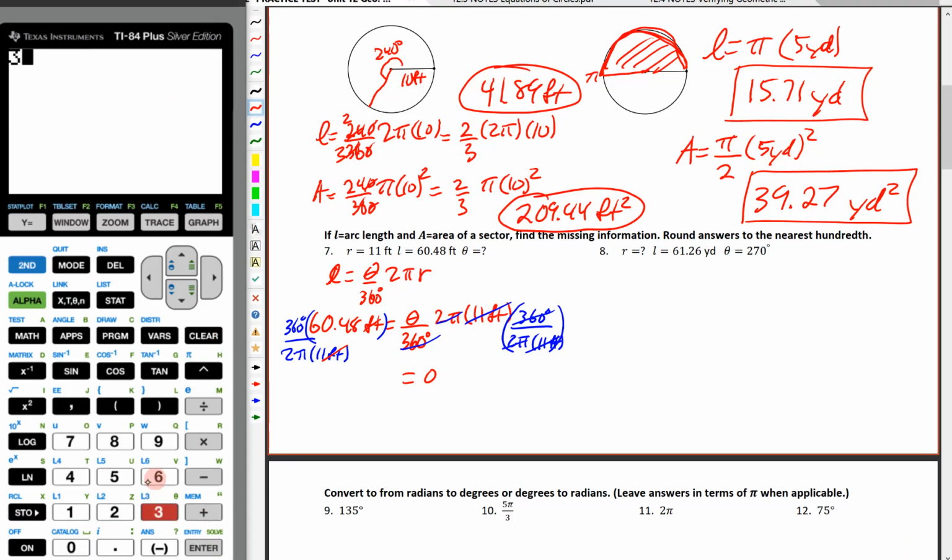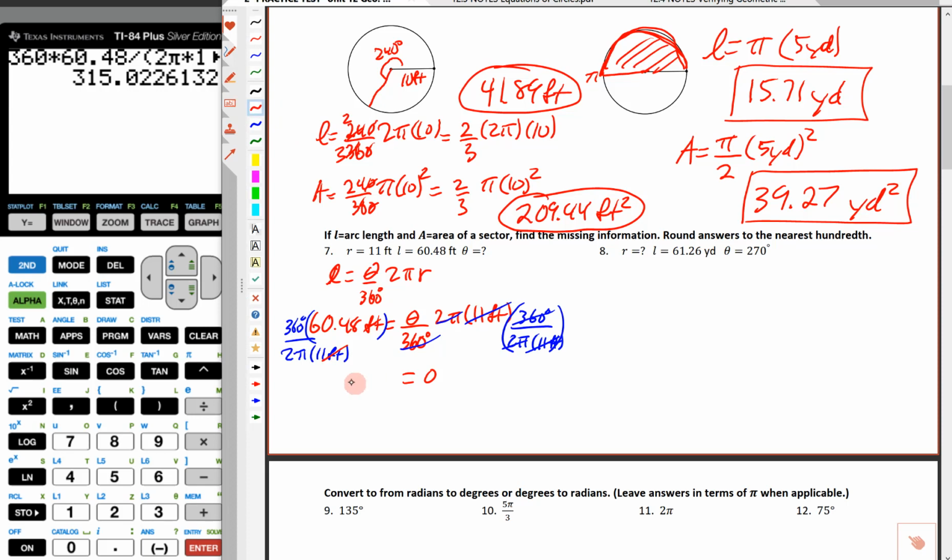So we're going to type in 360 times 60.48, and then we're going to divide that by, and when I divide by more than one factor, I want to make sure that I put that in parentheses. So this is going to be 2 pi times 11. And we're going to hit enter on this, and hopefully we get something decent here. So this is 315.02.